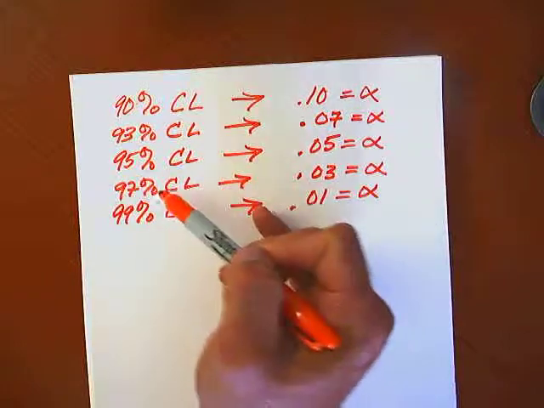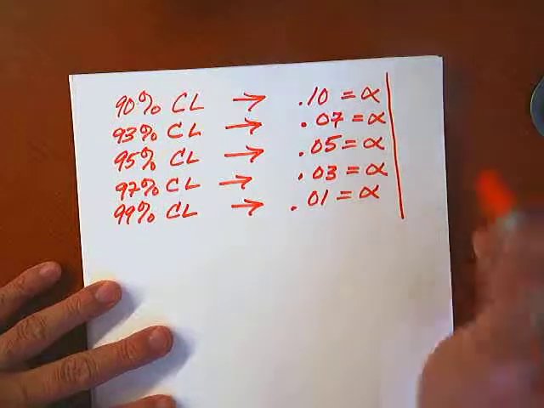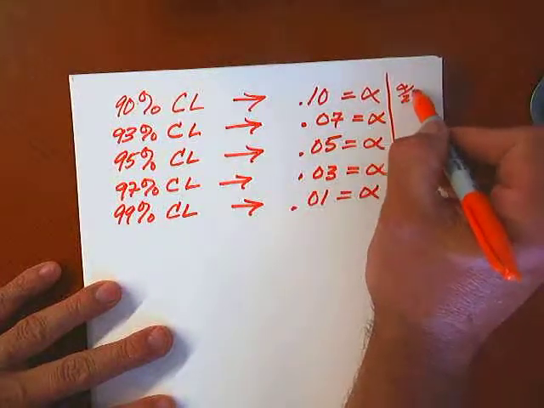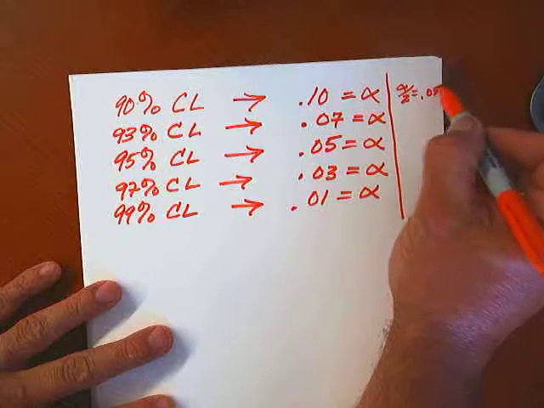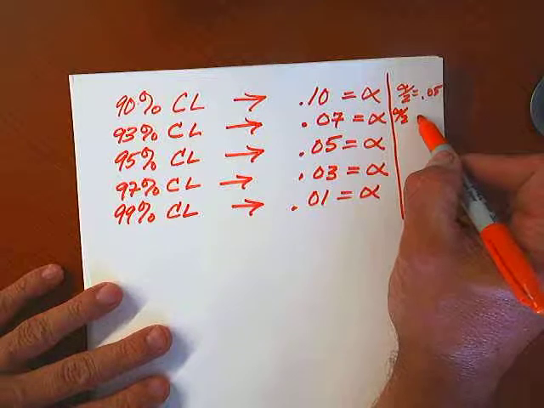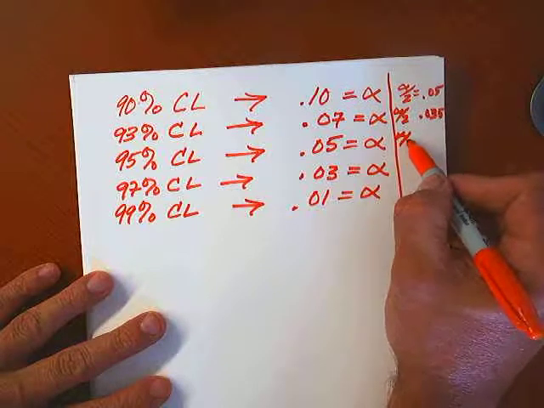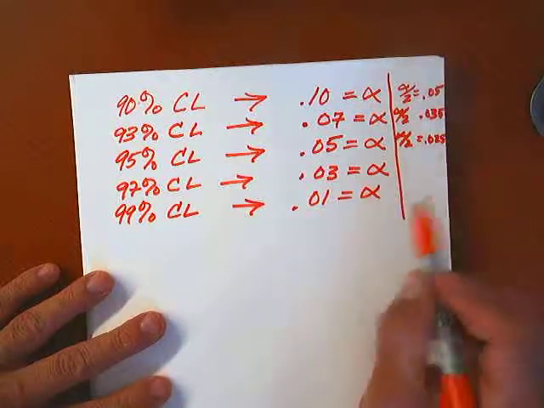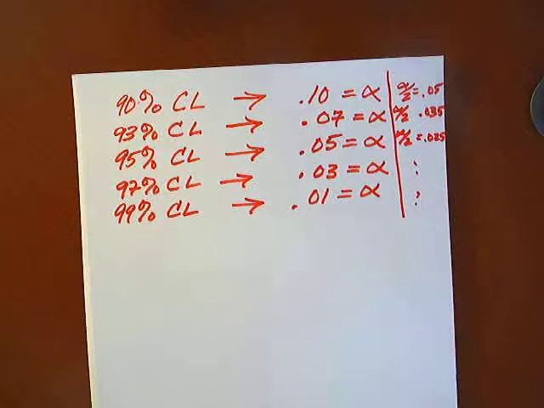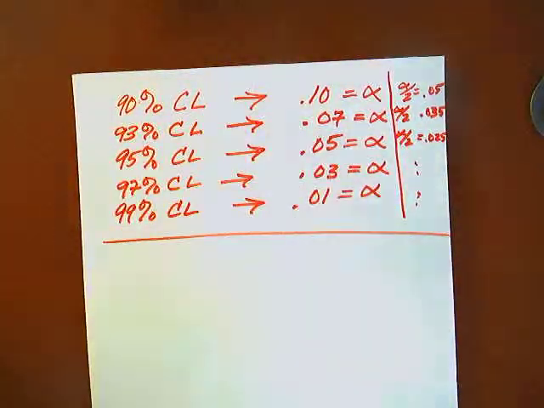Now, you're going to need alpha over 2 for some of your calculations. So what I like to tell students is make a card and have 90, 91, 92, 93, 94, 95, 96, 97, 98, 99. And then have your corresponding alphas, and then have another column called alpha over 2. Alpha over 2 here would be 0.05. Alpha over 2 here would be 0.035. Alpha over 2 here would be 0.025. And so on. And fill those out also.